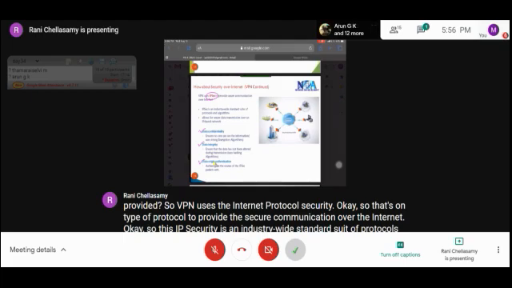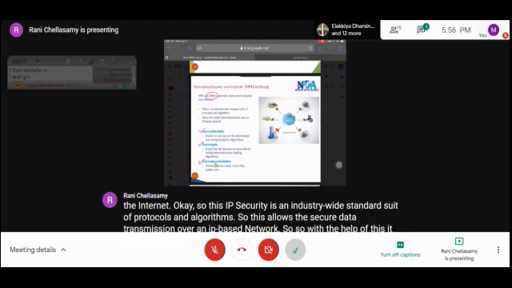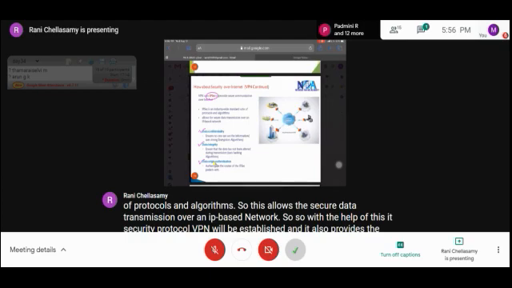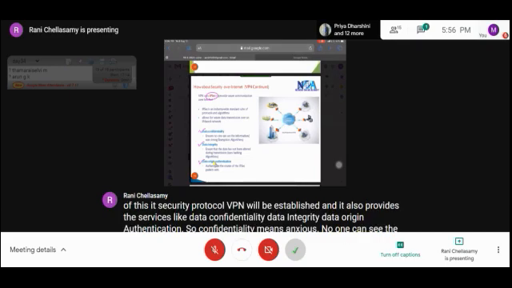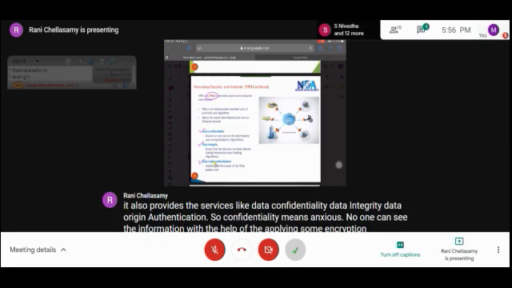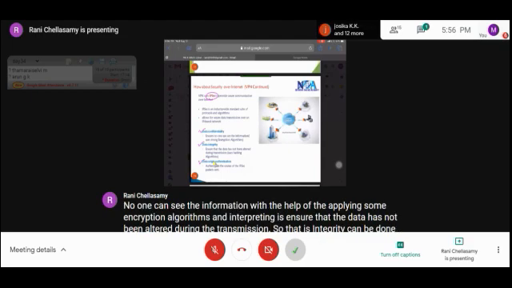So with the help of this IP security protocol, VPN will be established, and it also provides services like data confidentiality, data integrity, and data origin authentication. Confidentiality ensures no one can see the information, with the help of applying encryption algorithms. Integrity ensures that the data has not been altered during the transmission. That can be done using hashing algorithms. Okay, and authentication authenticates the source of the IP packet sent. Okay.